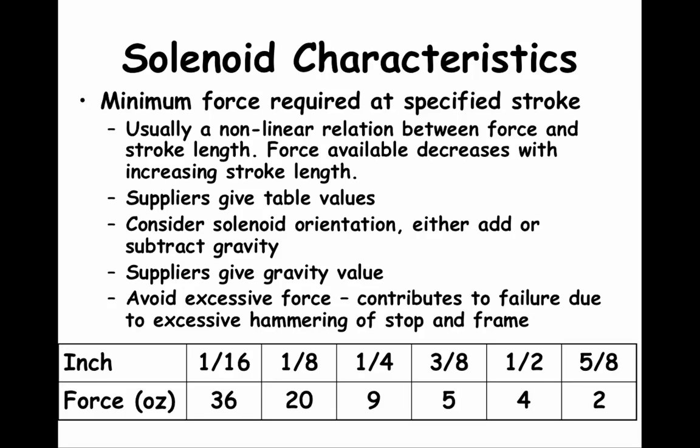Suppliers typically give you tables like the one shown in this slide that give the force available for different stroke distances. Previously, we mentioned that gravity can help return the plunger to its de-energized position if the solenoid is mounted vertically. So it is important to consider solenoid orientation with respect to gravity when determining the amount of force needed. You need to check if the suppliers give a gravity value.